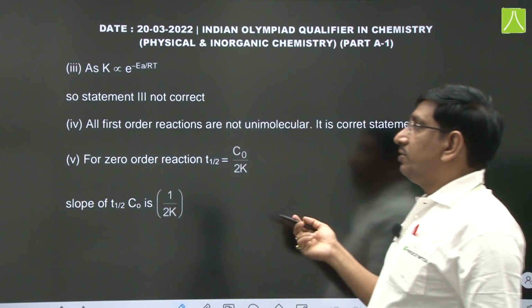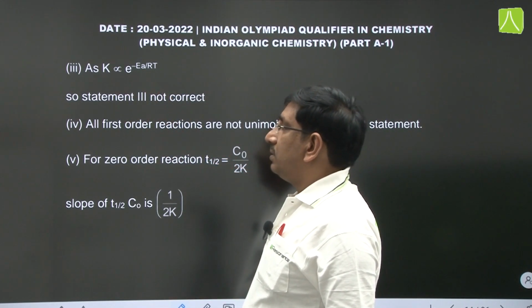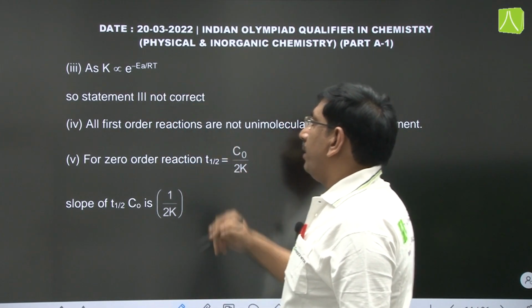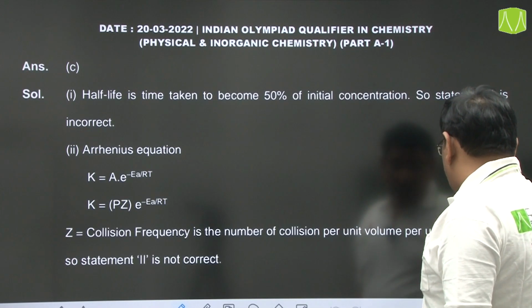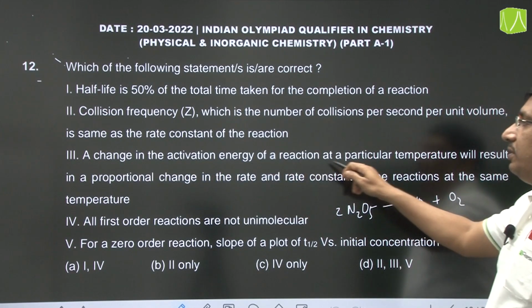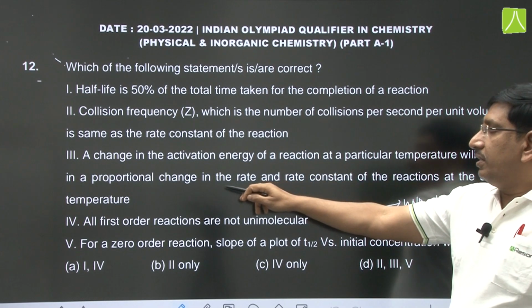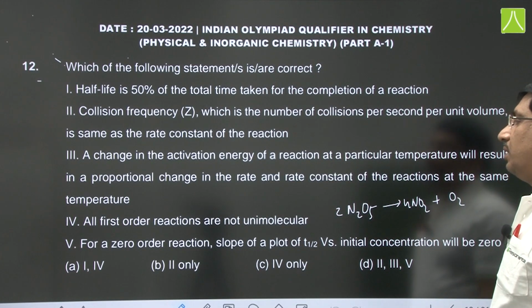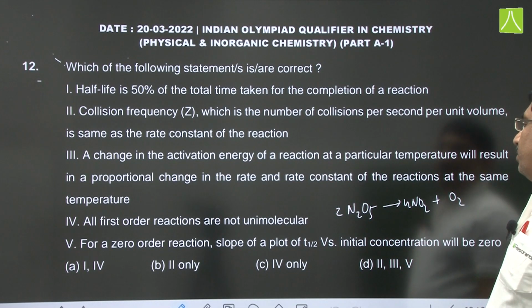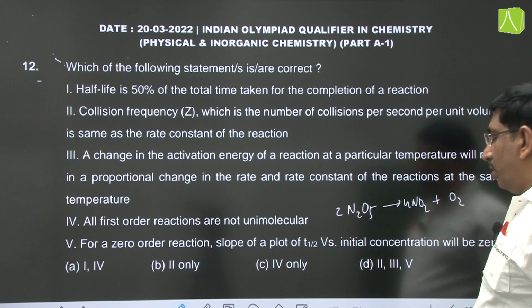And if you see the third statement, K is directly proportional to e power minus Ea by RT, and it is related to the temperature like this. The statement is given as: a change in the activation energy of the reaction at a particular temperature will result in a proportional change in the rate and rate constant of the reaction at the same temperature. This is also incorrect.